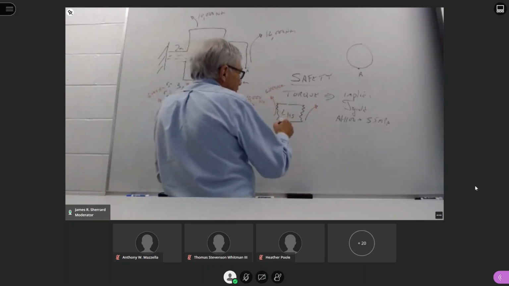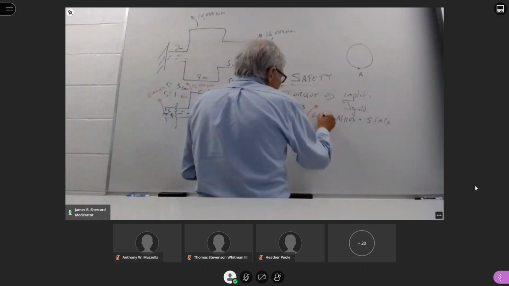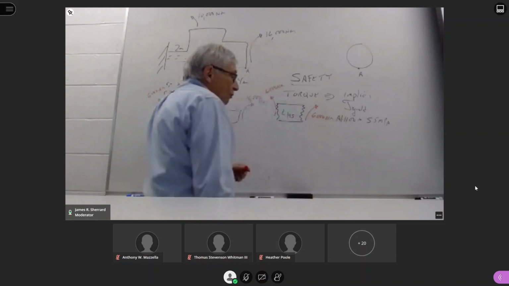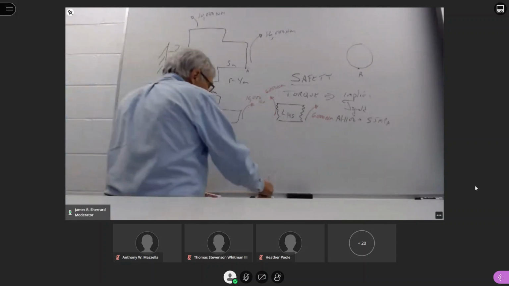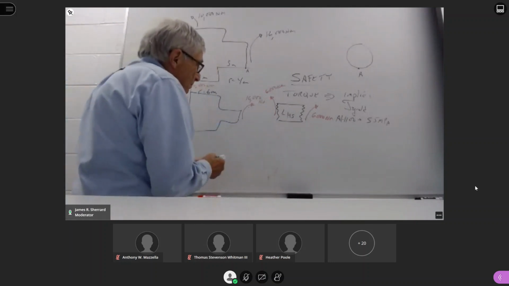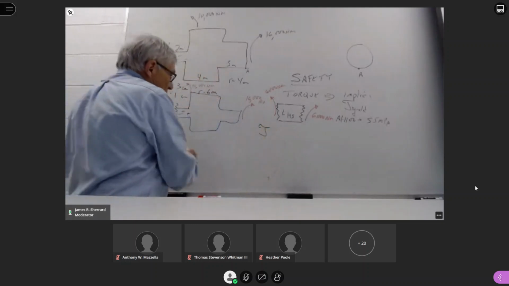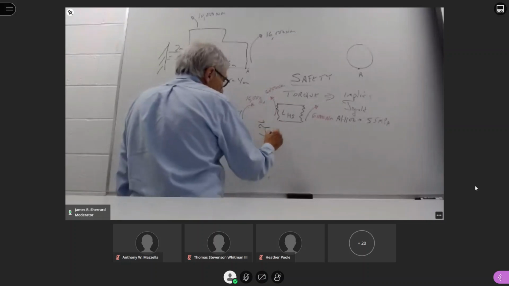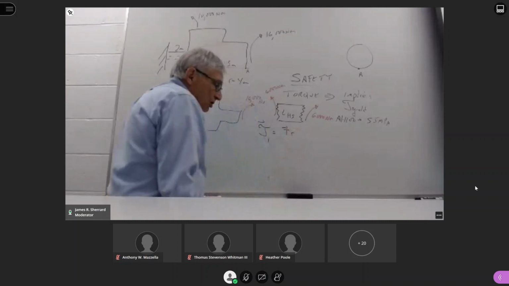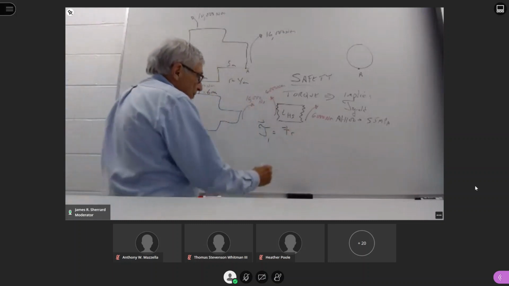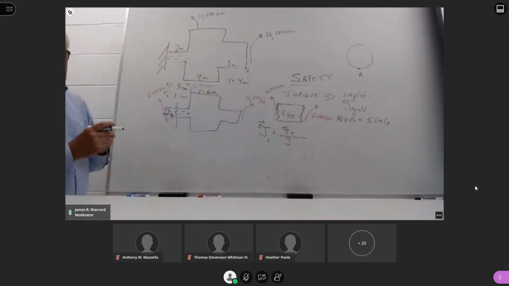So we know if this is counterclockwise, this has to be clockwise, and it has to be the same amount for equilibrium. Now we can go back and look at our safety equation. We know that shear stress in any region, we're going to call this region 1, is equal to the torque that's applied in that region times the radius divided by the polar moment of inertia of the cross-sectional area.